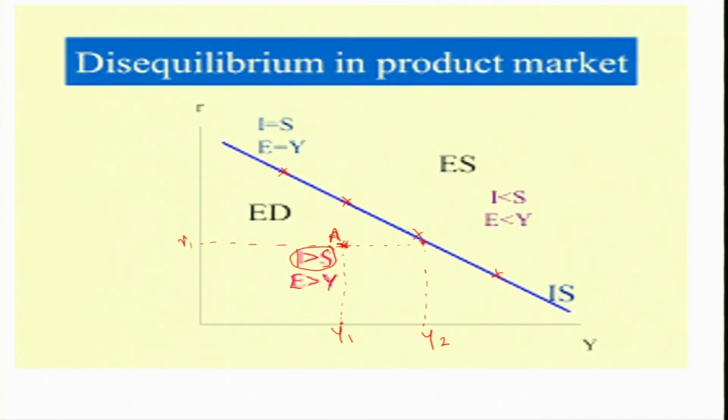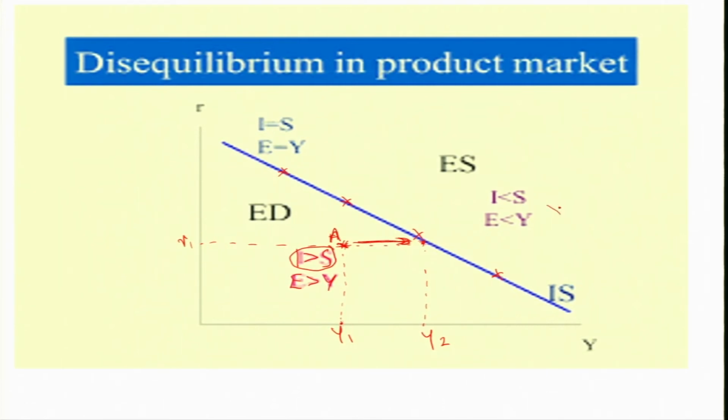As a result there will be pressure on income to increase. Since at this point investment is greater than saving, saving has to be increased, which can be generated by an increase in income. So the market will put pressure on income to increase, so that the required amount of saving can be generated. There is going to be a horizontal pressure for income to increase.